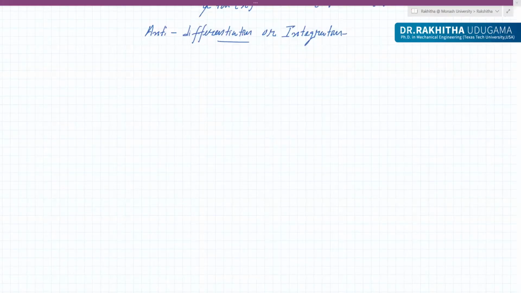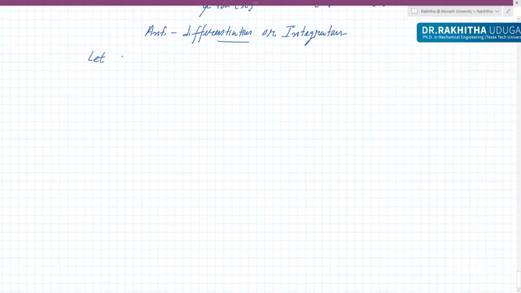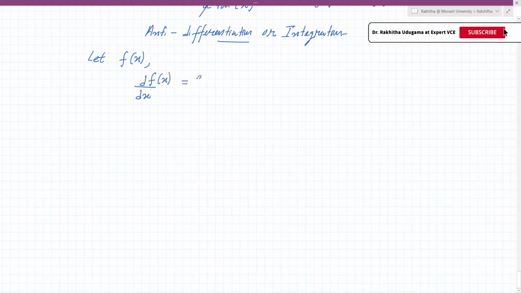So today we are going to discuss anti-differentiation or integration. Now, first of all, we have to understand how differentiation works. So let f(x) be a function. Then d/dx of f(x) is equal to g(x). You can call it g(x).